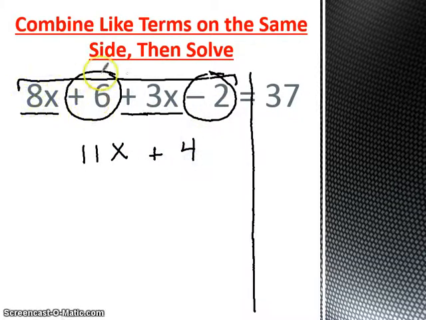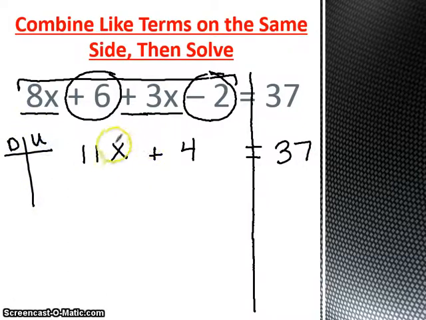All we did was rewrite this side of the equation equivalently by combining like terms. So it equals 37. Now this is just a two-step equation. You can create your do and undo chart if you need to. So we have to multiply by 11 and add 4. So we have to subtract 4 to get rid of our constant and divide by 11 to get a coefficient of 1. So take away 4 from each side.